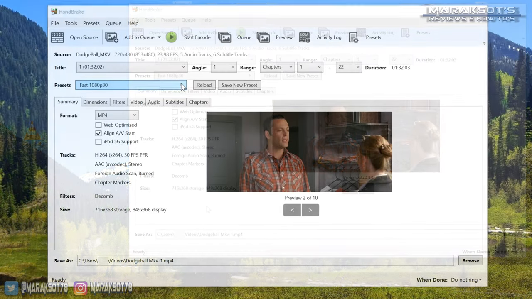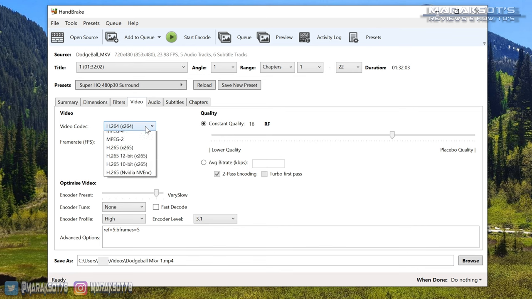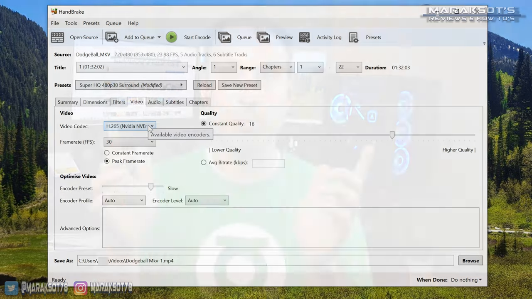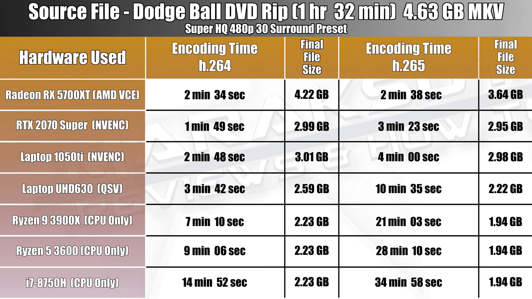Using the SuperHQ 480p 30 surround preset in Handbrake, in my previous video, NVIDIA NVENC delivered the fastest encoding times of all the encoders. However, it is apparent that AMD has really stepped up their game when it comes to their H.265 encoder on their Navi GPU architecture. The Polaris-based RX 570 was significantly slower than both my Turing-based RTX 2070 Super and my Pascal-based GTX 1050 Ti. But this time around, when using the Navi-based 5700 XT, the AMD VCE H.265 codec was the fastest one of all. So good job, AMD, on speeding things up.